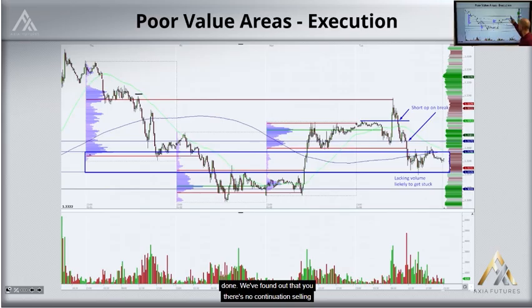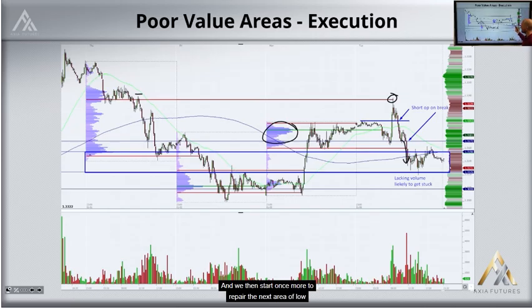Now, at that point, the job is essentially done. We found out that there's no continuation selling at the top of value, and the market has fallen back inside the previous day's value area. So rather than it balancing entirely across it, we've found out that actually the repair is happening by establishing value in this zone here, all the way across there, and that's where value is now accepted, not towards the top of range.